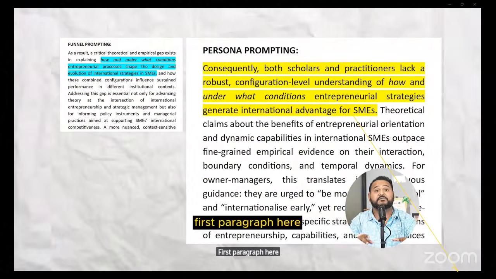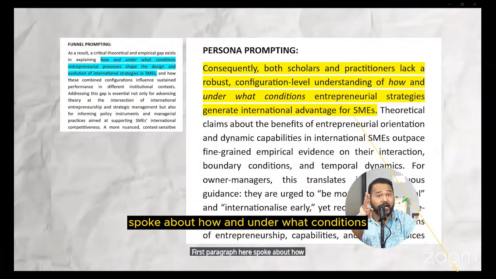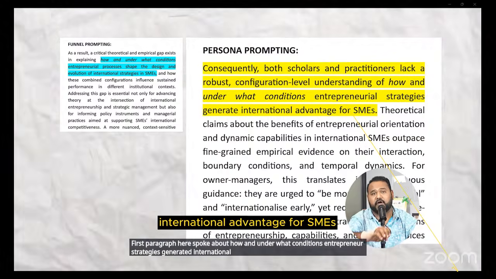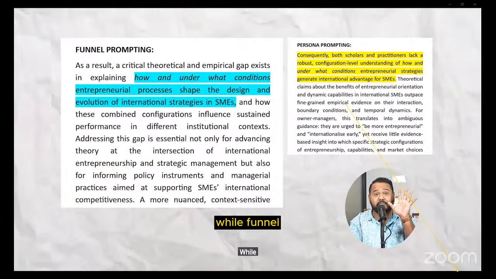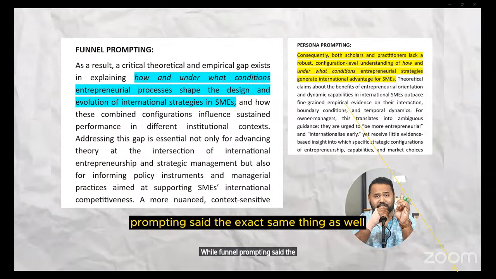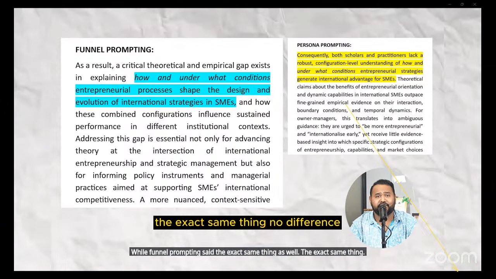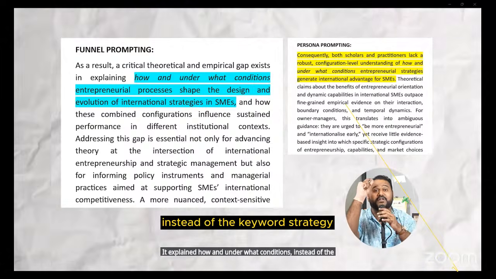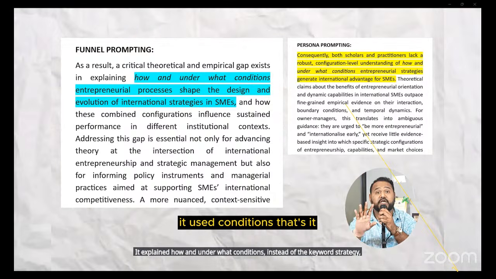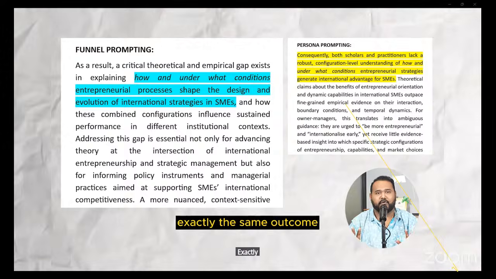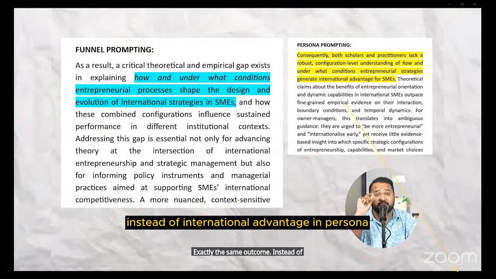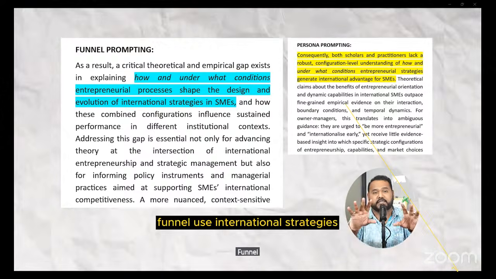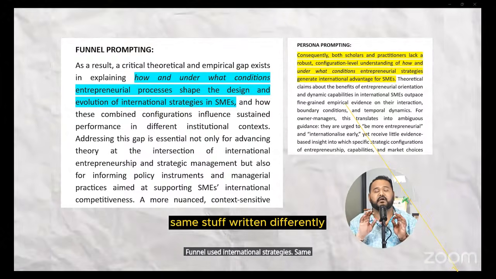The first paragraph here spoke about how and under what conditions entrepreneurial strategies generated international advantage for SMEs. While funnel prompting said the exact same thing as well. The exact same thing. No difference. It explained how and under what conditions, instead of the keyword strategy, it used conditions. That's it. Exactly the same outcome. Persona used international advantage, right? Funnel used international strategies. Same stuff written differently.